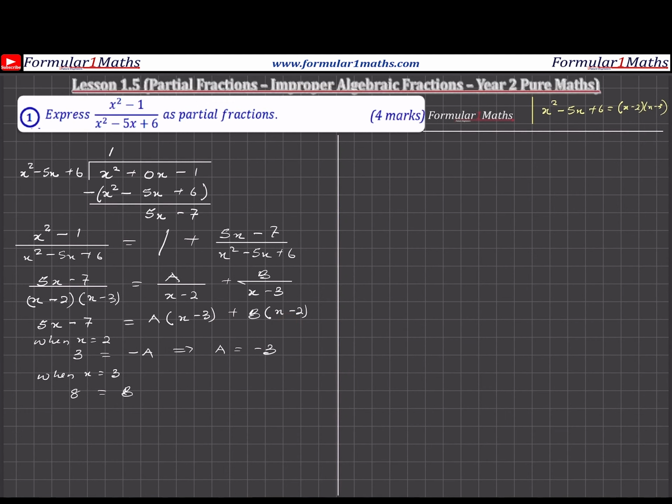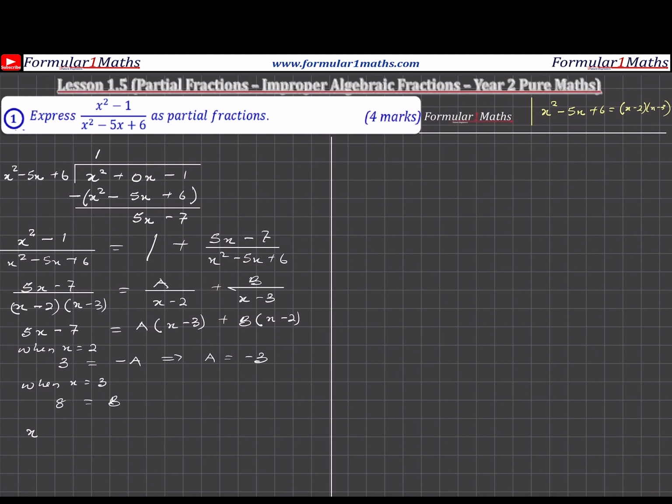And so now I can write the whole fraction as follows. x squared minus 1 over x squared minus 5x plus 6 is equal to 1 from here minus 3 over x minus 2 plus 8 over x minus 3. And this is the final answer required for this fraction. And so this is the polynomial division method.